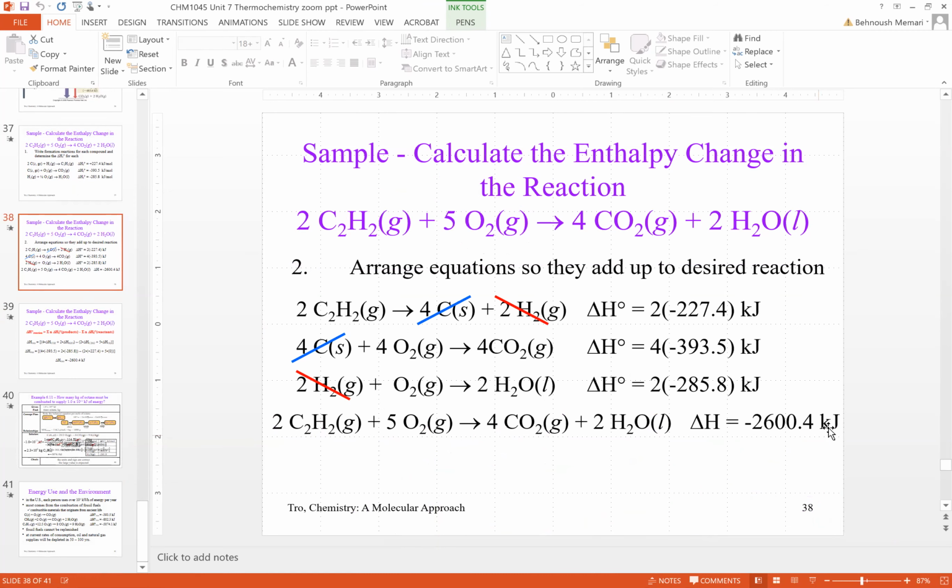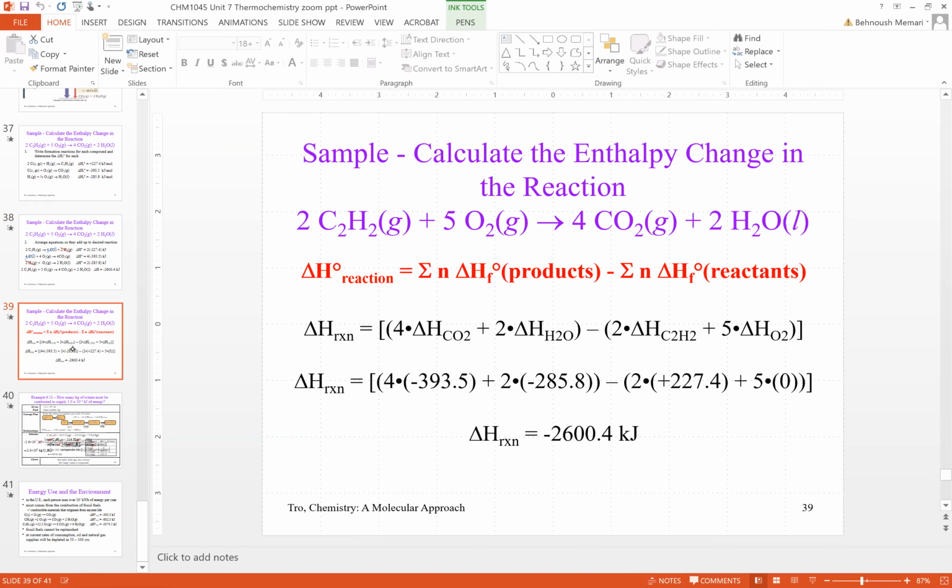Okay, this is the value, 2600, that is calculated, but I showed you how to do the calculation. Delta H reaction is 4 times this, plus 2 times the water, minus the reactants. I prefer to use brackets so I know that I'm following PEMDAS. I do the calculation for this part separately, and then I subtract.